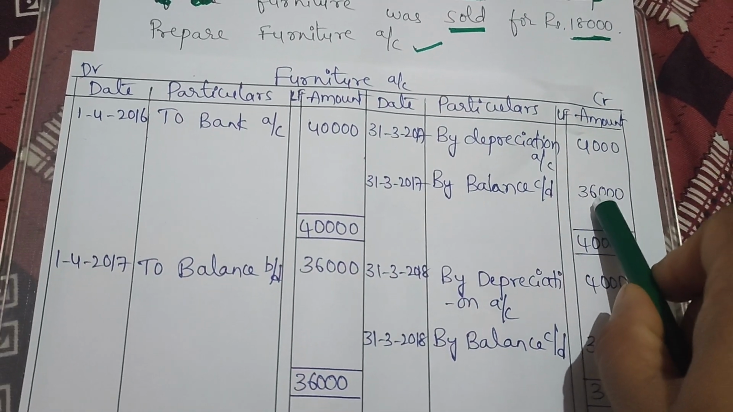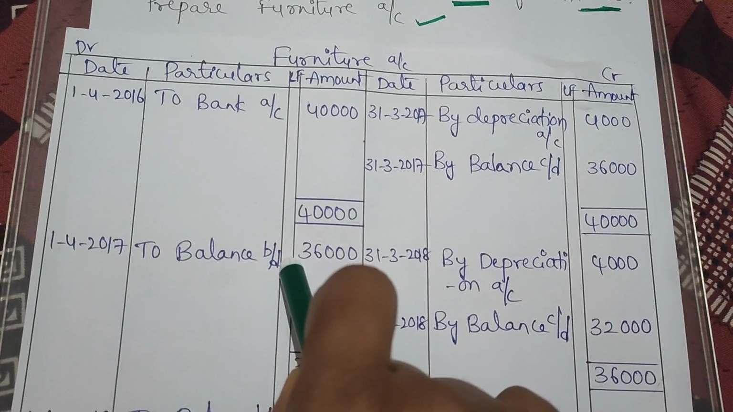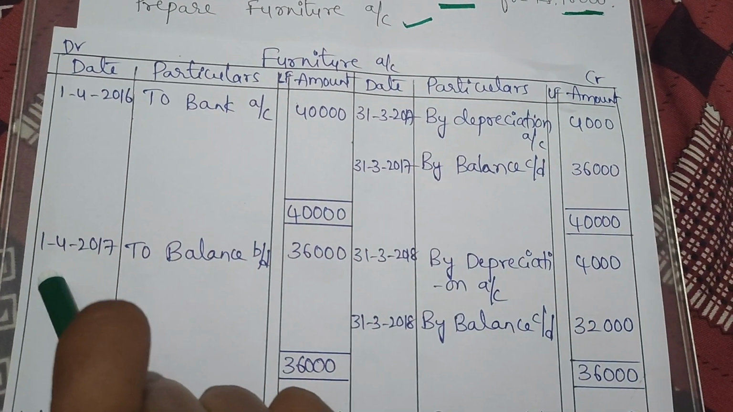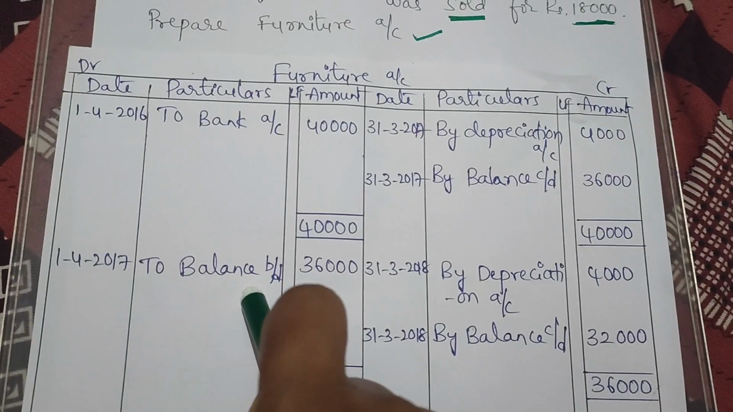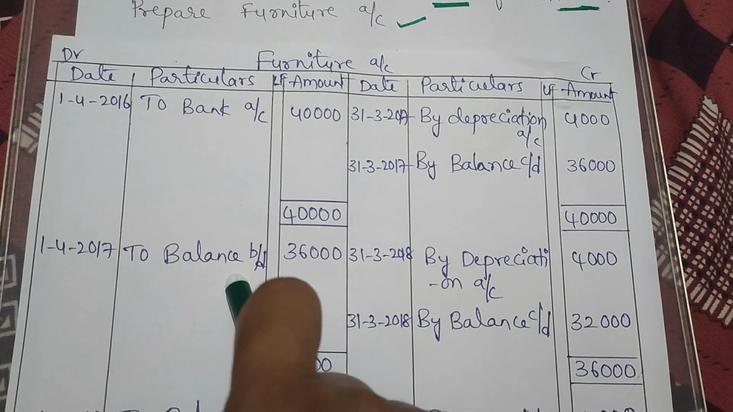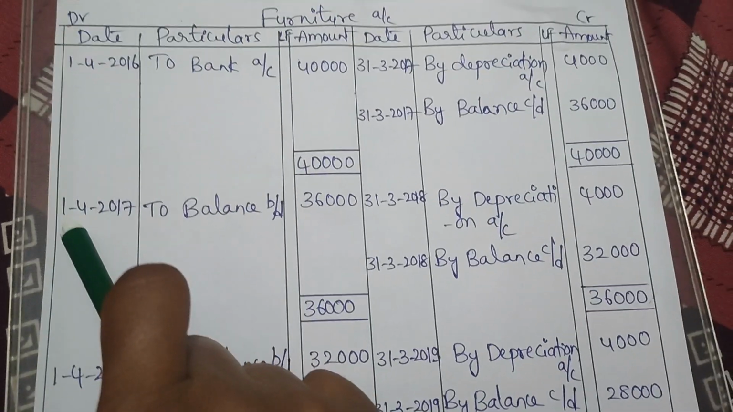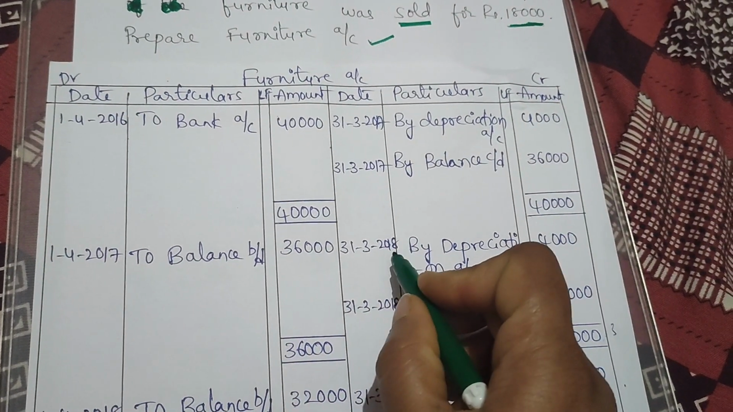Let us take the balance carried down on the opposite side. In the next year, we write to balance brought down 36,000, and the date will be the next day of that. 31st March, next day is 1st April. So here in the next year, the opening day is 1st April 2017. It ends on 31st March 2018.